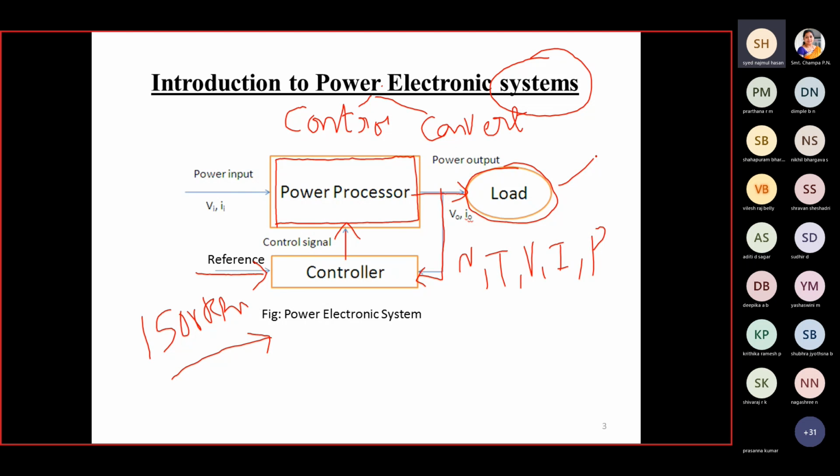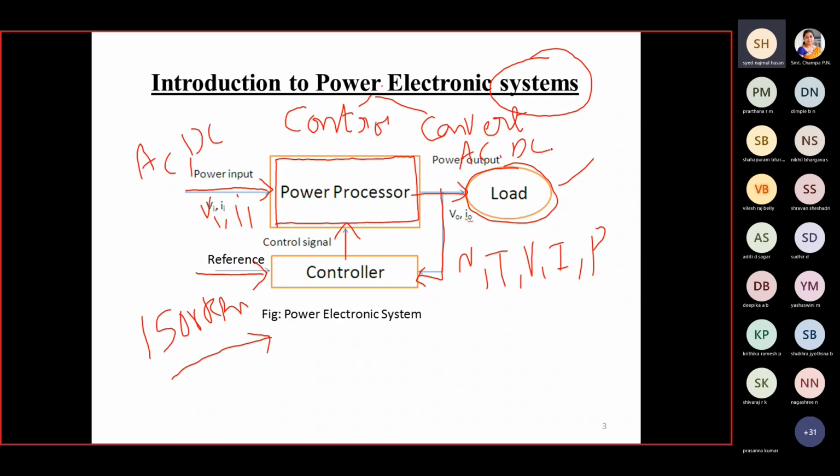And the power input may be, we say, input voltage Vi, input current Ii. So the power input may be AC or DC. Power output may be again AC or DC, right? So it depends on what type of load you are going to use. So keep it in mind that power electronics essentially deals with the control and conversion of electrical power from one form to another form using solid state or semiconductor switches.